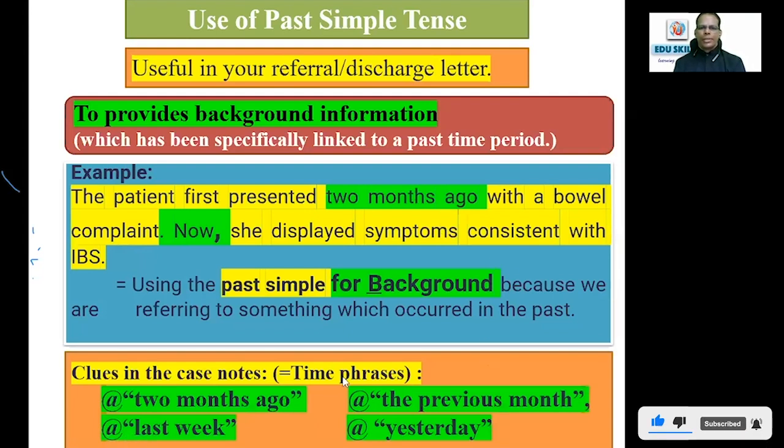And close in the case notes, time phrases, where you have to use past simple or simple past tense. So the clues in the case notes are these time phrases. When something is written 2 months ago or last week, the previous month, yesterday, any of such time phrases are used, there you have to use the past simple tense. If you take these notes, what you are taking down now, and read into your case notes, definitely you will understand where to use what and which tense is to be used. As soon as you read the case notes, you know this is going to be in past simple tense.